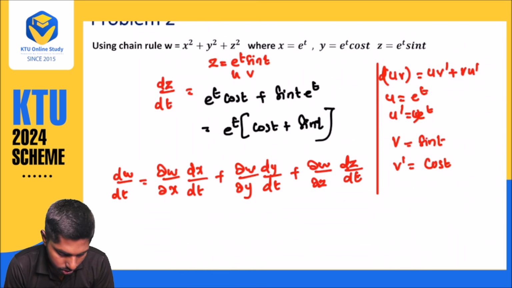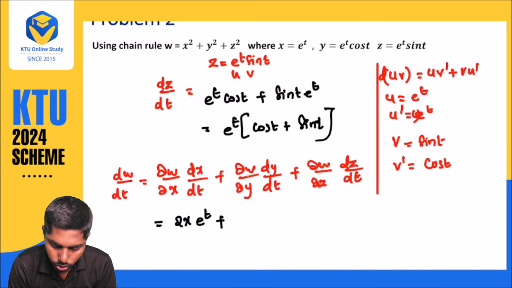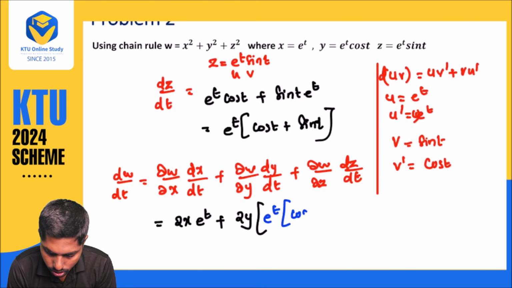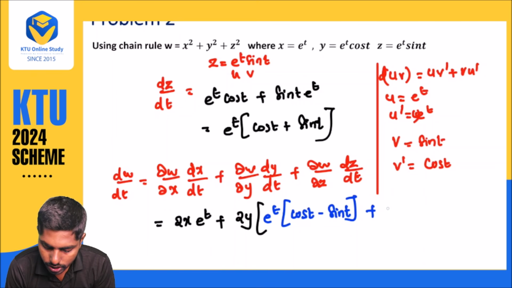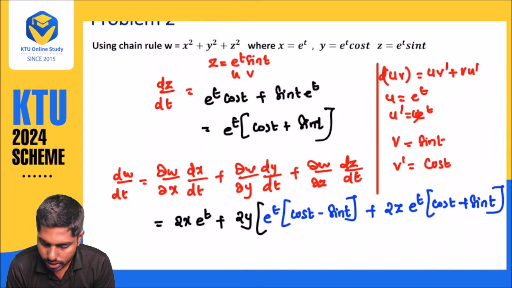What is dou w by dou x? That is nothing but 2x. What is dx by dt? dx by dt we are getting e power of t. Plus dou w by dou y, which is nothing but 2y. Similarly, what is the value of dy by dt? That is e power of t into cos t minus sin t, plus dou w by dou z, which is 2z, into dz by dt, we are getting e power of t into cos t plus sin t. This is our required answer.